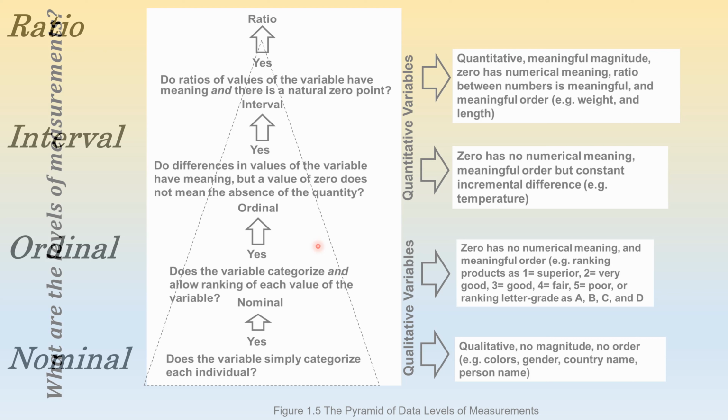Only when zero has a meaning does the variable become ratio. Notice that the interval measurement is also quantitative, but the zero has no meaning in it. While the ratios, such as your age, such as your grade, if you get a zero and somebody else gets 100, we know there is a big difference between the two.